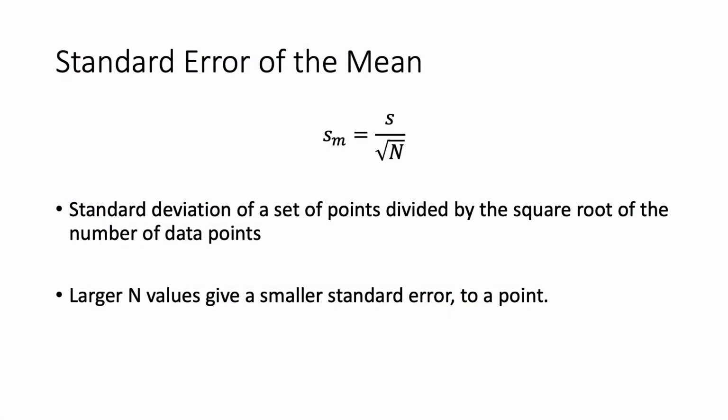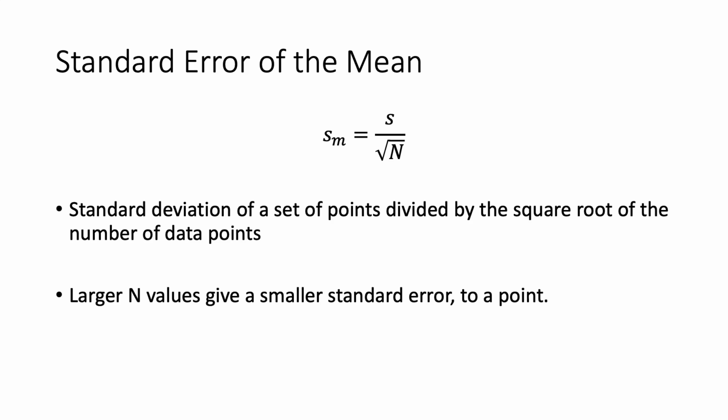Since we are taking a mean that is not the population mean, the mean of your sample will probably not be exactly the same as the population mean. But you can figure out how good of an estimate your mean is of the overall population mean by calculating the standard error of the mean. And that is done by taking the standard deviation of your sample and dividing by the square root of the number of data points that you have.